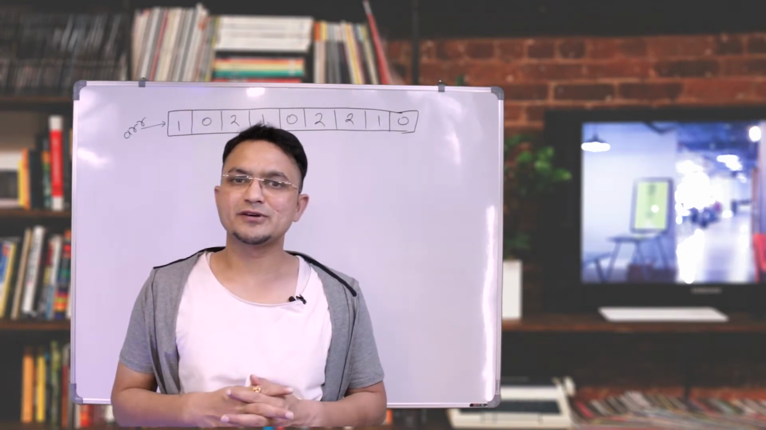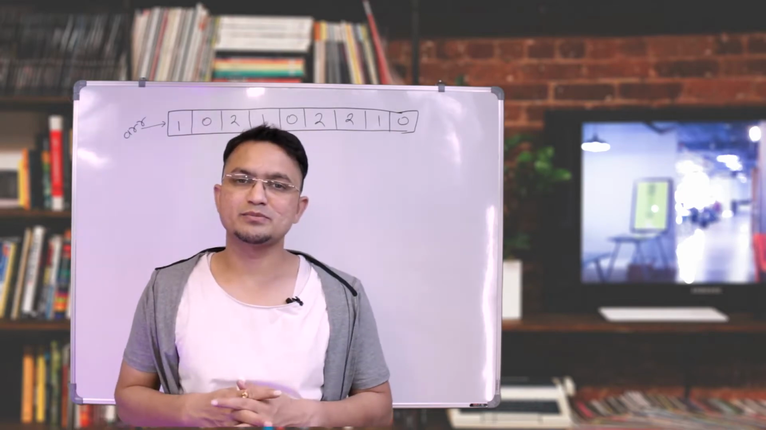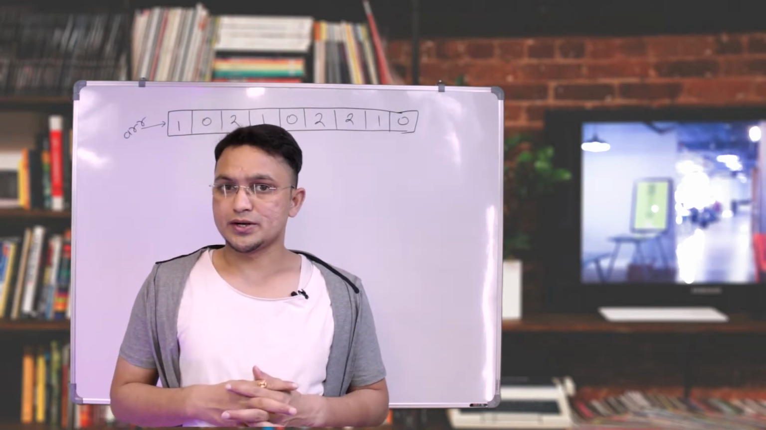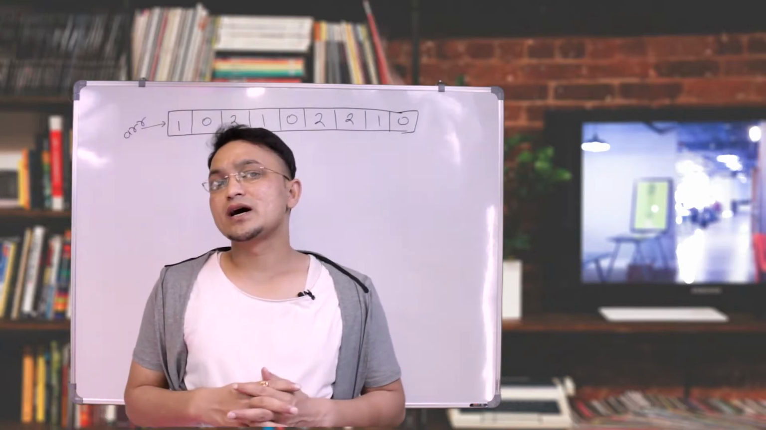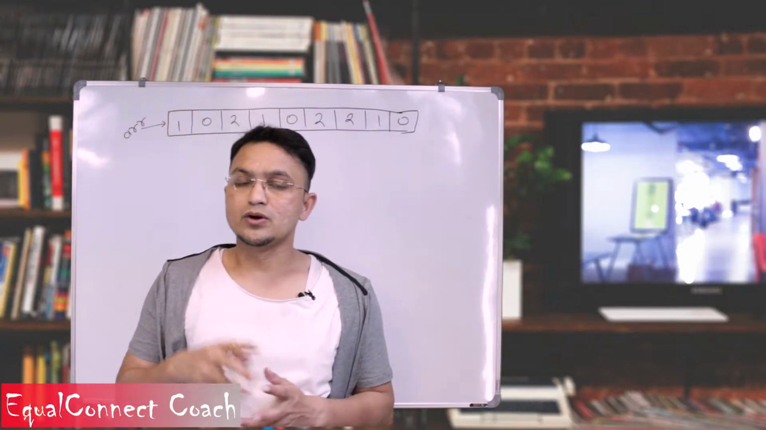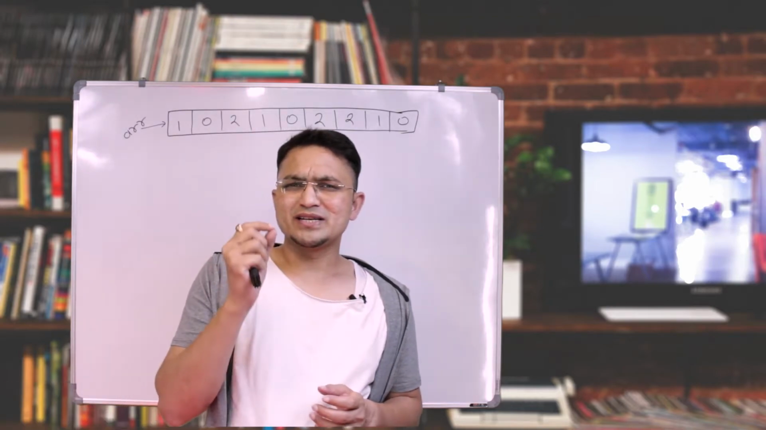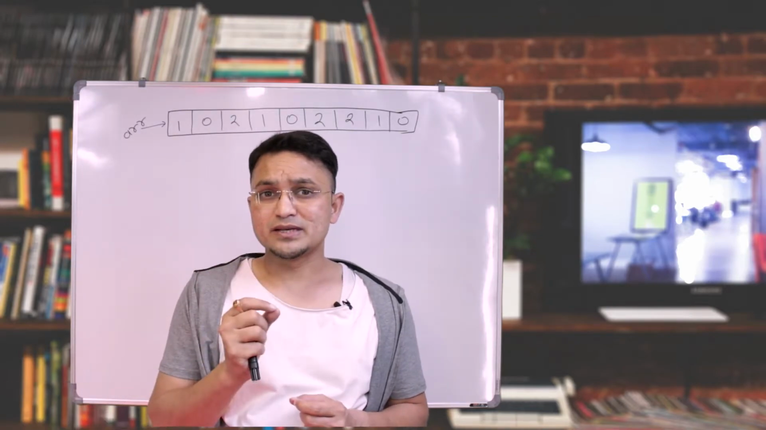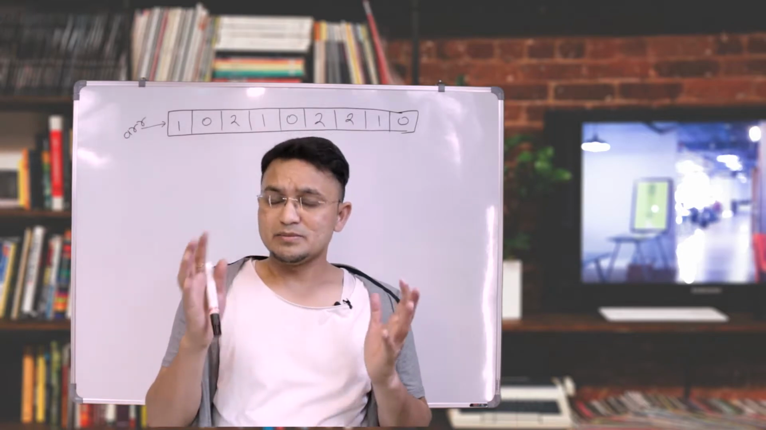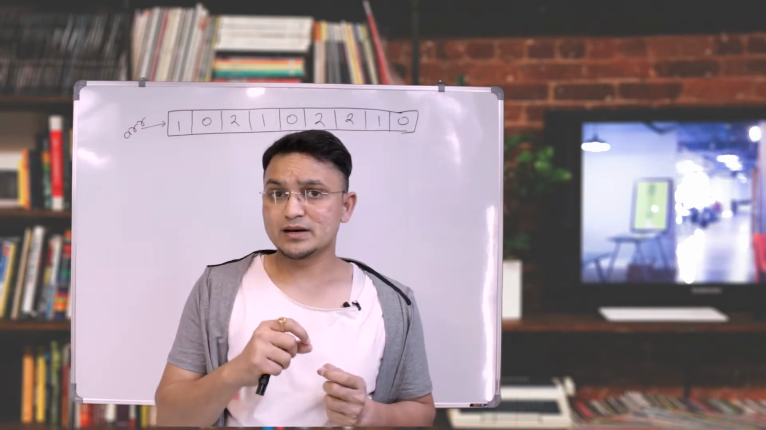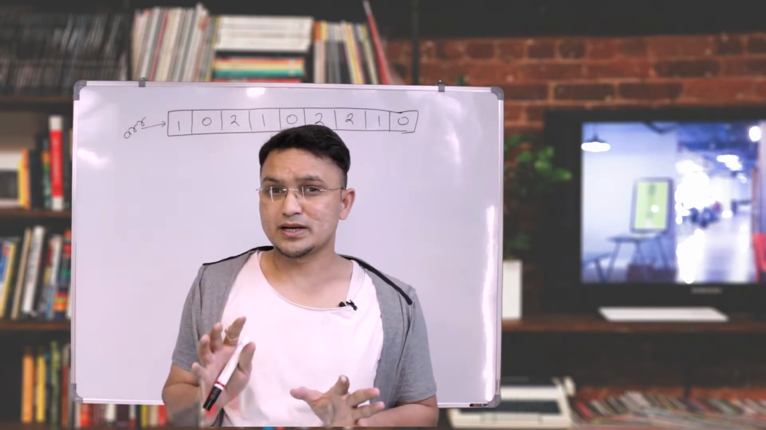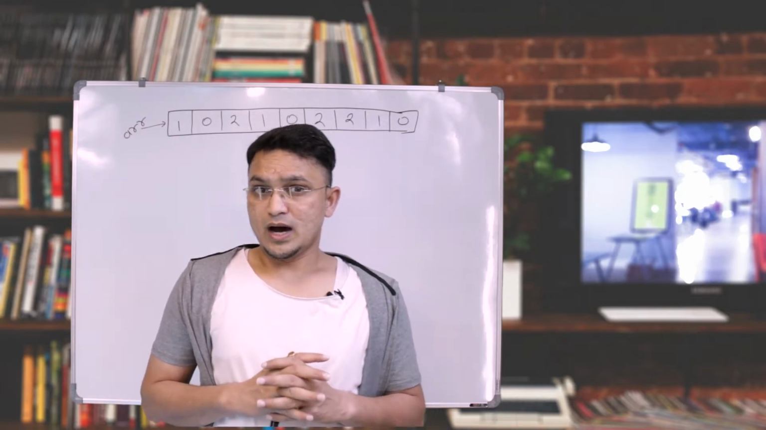In this tutorial we are going to solve one of the problem statements related to sorting. This question is asked in many big companies. So what exactly is the problem statement? There is one array given to you with some numbers in it. In our example, the numbers are 0, 1, and 2.